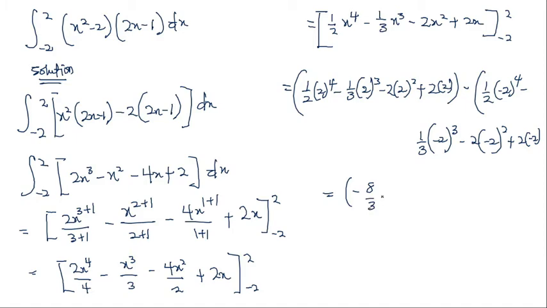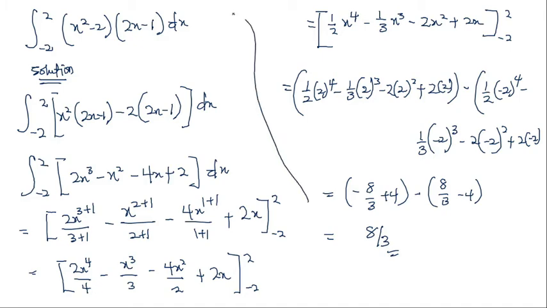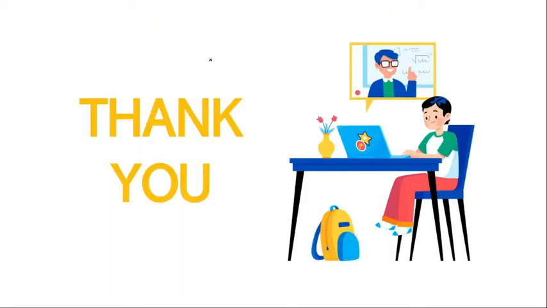Alright, so if we solve everything that we have over here, we are going to get -8 on 3 plus 4, then minus everything at this side, we are going to get 8 on 3 minus 4. So if we simplify everything, we are going to get 8 on 3 as our final answer. So this is the answer we get if we integrate the function that we have over here, applying the limits to it.